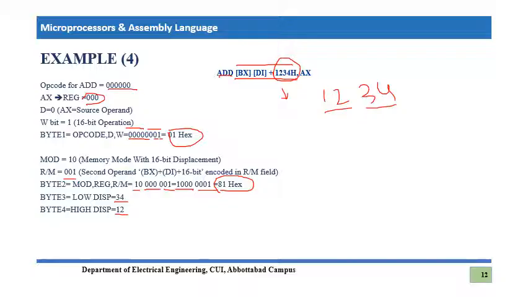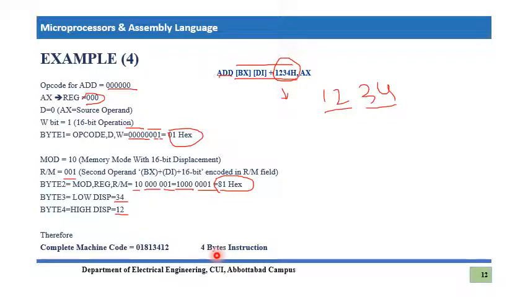So the complete machine code conversion will be a composition of 4 bytes. Byte 1 we encoded as 01 hex, byte 2 we encoded as 81 hex, byte 3 is the low displacement, which is 34, and byte 4 is the high displacement, which is 12. Therefore the complete machine code will be 01 81 34 12 hex. So this is a 4-byte instruction.